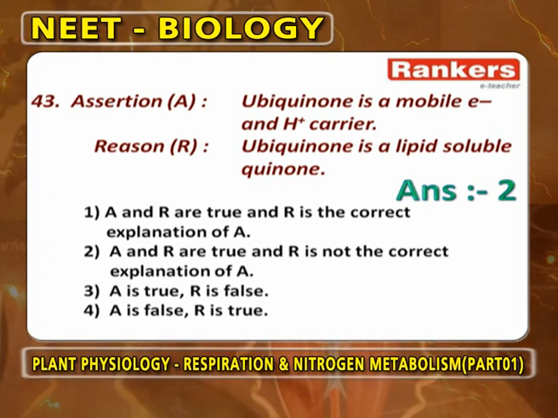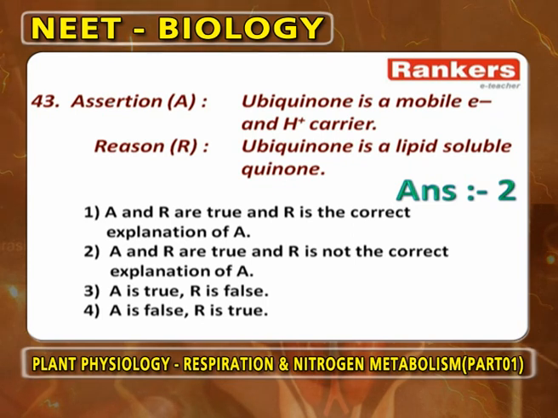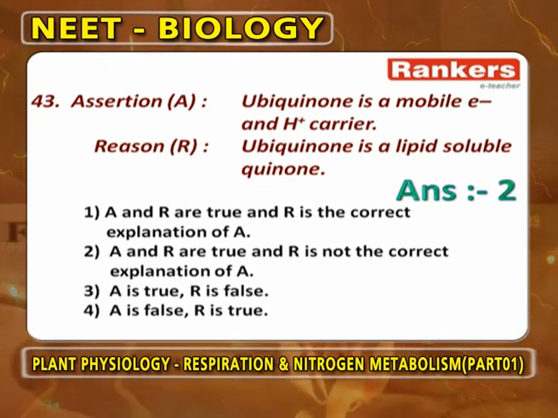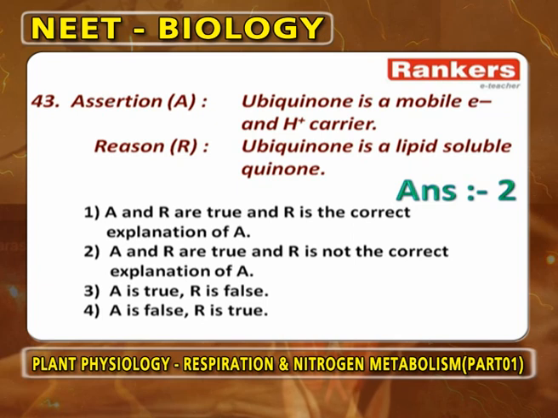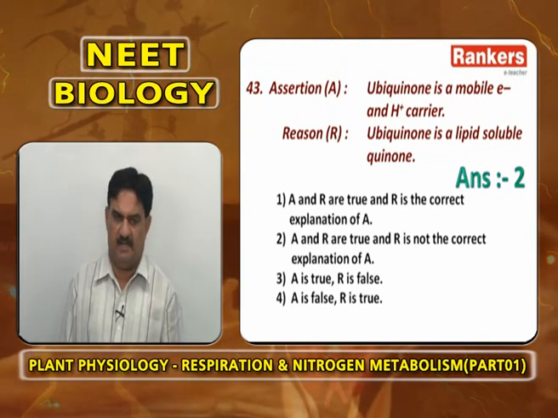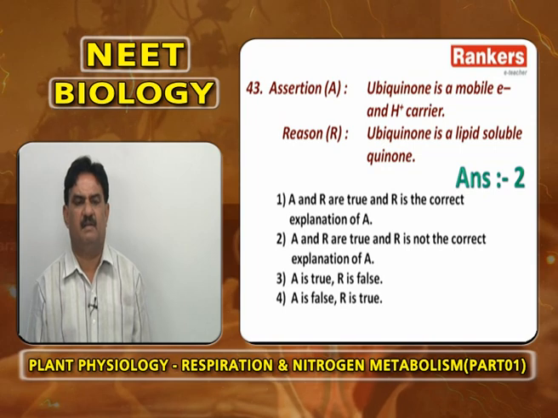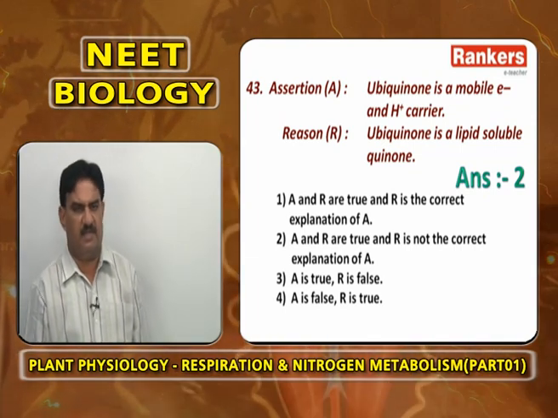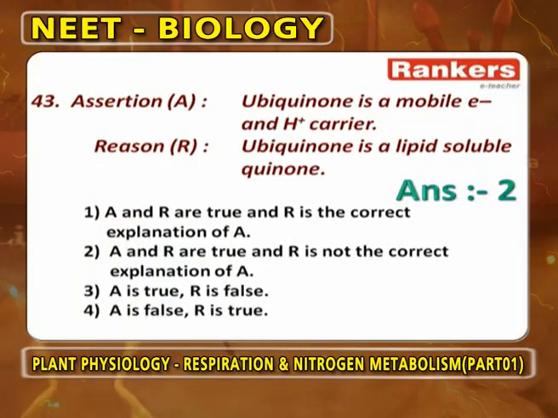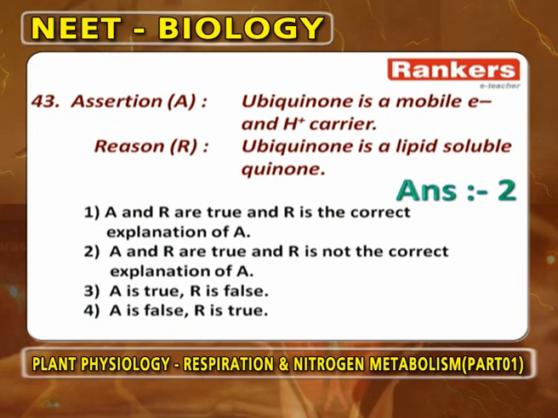Ubiquinone is a mobile electron and proton carrier, correct. Ubiquinone is a lipid soluble quinone. Its nature is taking electrons and protons from complex 1 to 3 and complex 2 to 3. So ubiquinone is a mobile electron and proton carrier is correct. Ubiquinone is a lipid soluble quinone is correct, but both are not linked. So A and R are correct, but R is not the correct explanation of A. Second option.